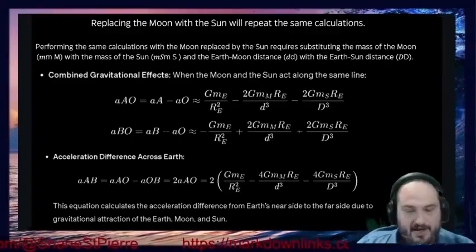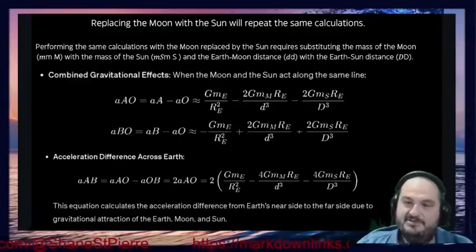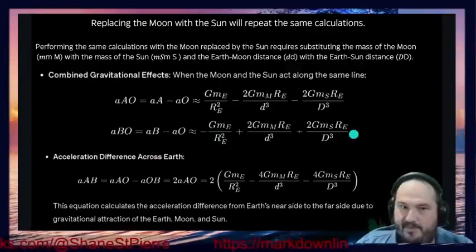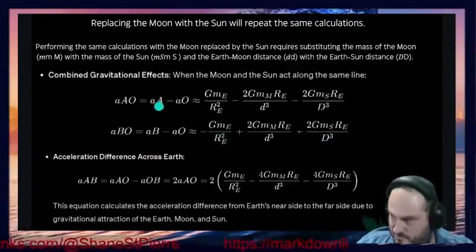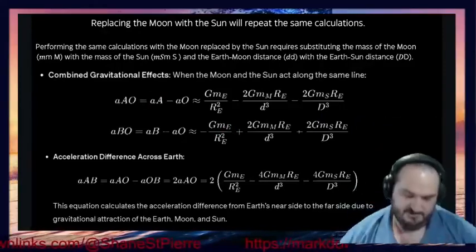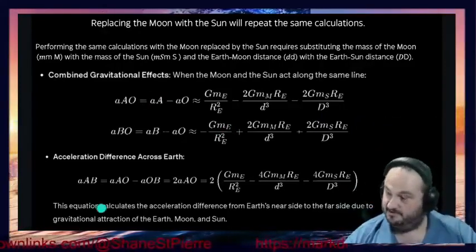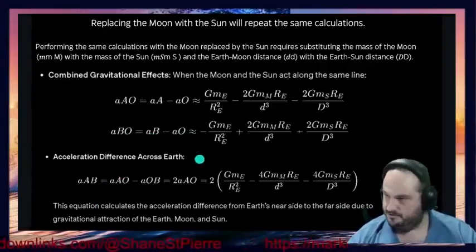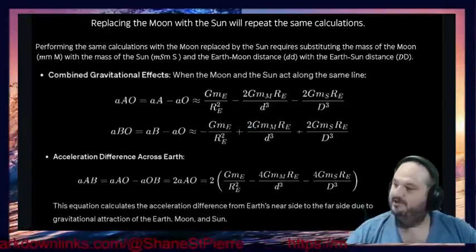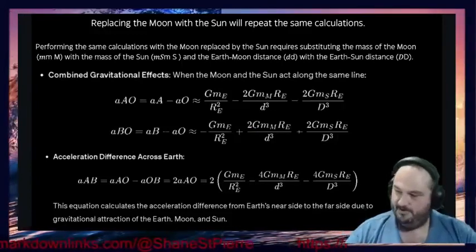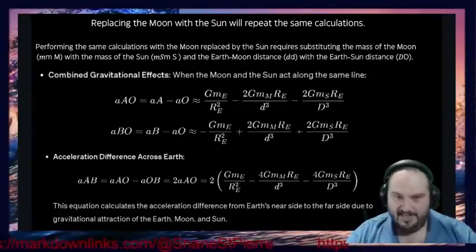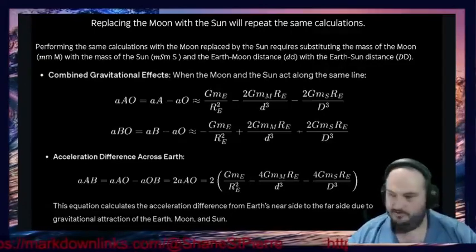We get the combined gravitational effect when the moon and the sun act along the same line right over here. So over here, rather, this is where we have it. And then they have the acceleration difference across the Earth. So essentially, because the tidal forces are created by the difference in gravitational forces, not the actual force itself, then the difference would be the main determining factor. So we have the acceleration difference across Earth equals essentially the same calculation we had up there, adding those two together, right? So they calculate the acceleration difference from Earth's near side to the far side and to the gravitational attraction of the Earth, moon, and sun.